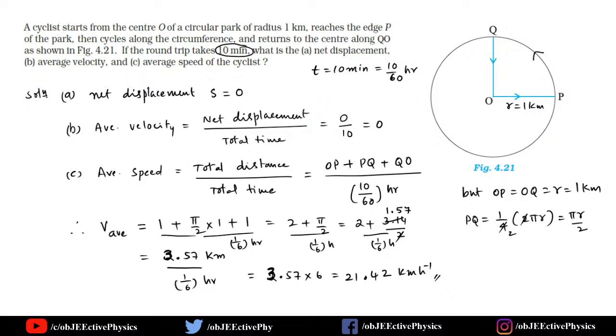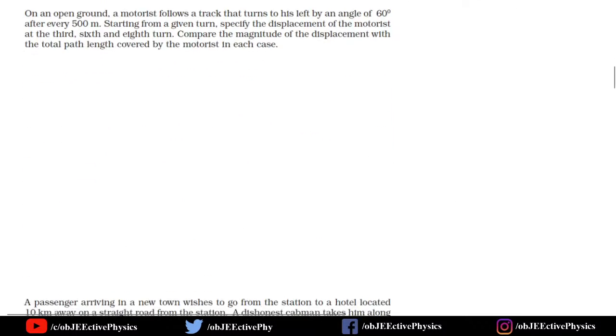Next question. Read the next question. On an open ground, a motorist follows a track that turns to his left by an angle of 60 degrees after every 500 meters. Starting from a given turn, specify the displacement of the motorist at the third, sixth, and eighth turn. Compare the magnitude of the displacement with the total path length covered by the motorist in each case.